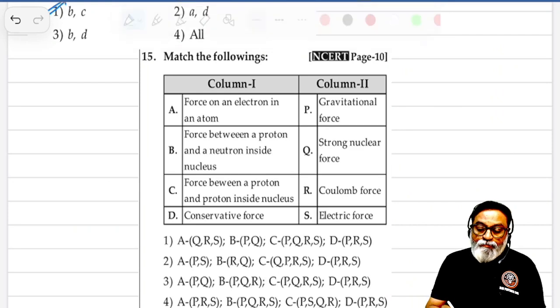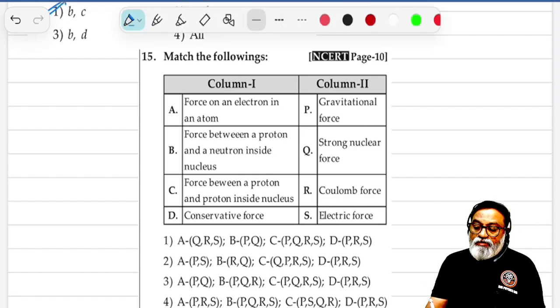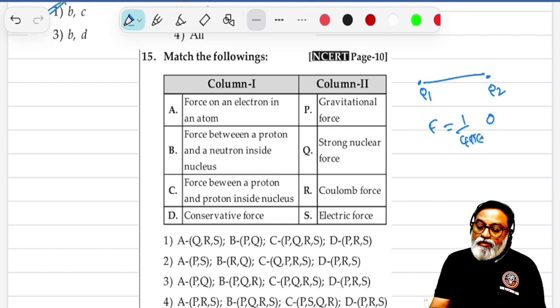See here. So match the following. Here: gravitational force, strong nuclear force, Coulomb force, electric force. Gravitational force exists between two particles having mass. Coulomb force means it is a force acting between 2 point charges. For example, this is Q1, here is Q2. Coulomb force F is equal to 1 by 4 pi epsilon Q1 Q2 by R square.